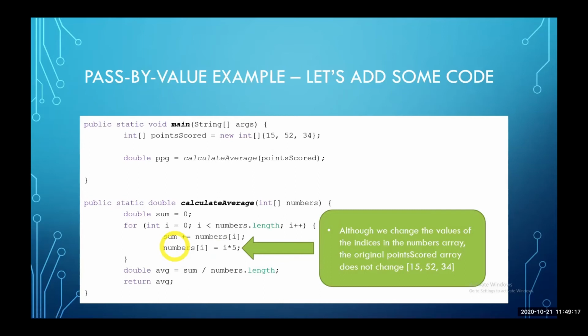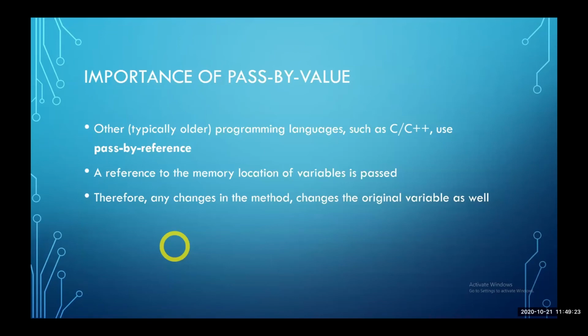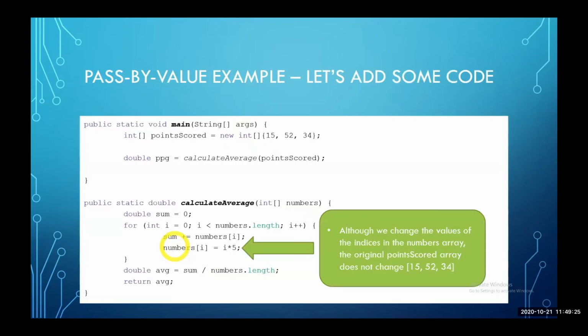So why am I covering this? Why does that matter? Obviously, it's a copy. It doesn't affect itself. Well, let me go back so you can let this digest a little bit. Points scored again, there's a copy of it made and passed to the method. It's called pass by value, meaning the value is passed, not the data itself. It's just a copy of it.